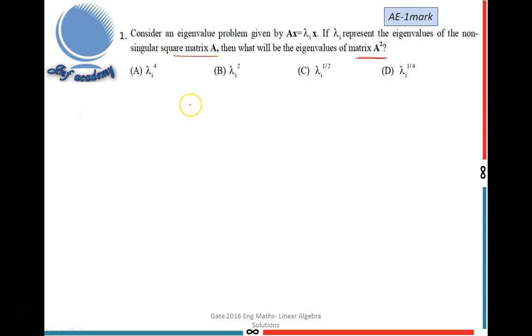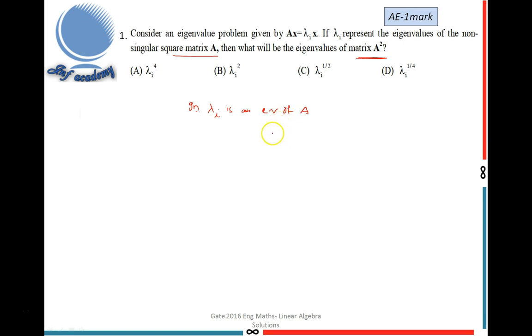Here it is given that lambda_i is an eigenvalue of A. Lambda_i means lambda 1, lambda 2, etc., lambda n are the eigenvalues of matrix A. Suppose it is a 3 by 3 matrix, then lambda 1, lambda 2, lambda 3 are the eigenvalues of the matrix A. Or for a 4 by 4 matrix, lambda 1 to lambda 4 are the eigenvalues of the matrix A. This condition is given. You have to find the eigenvalues of matrix A square.